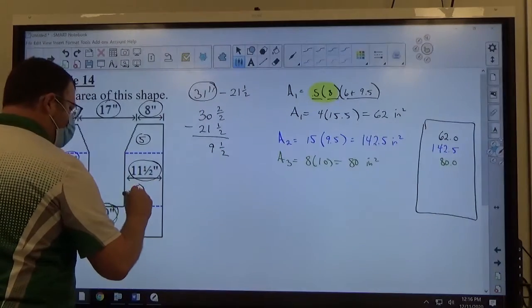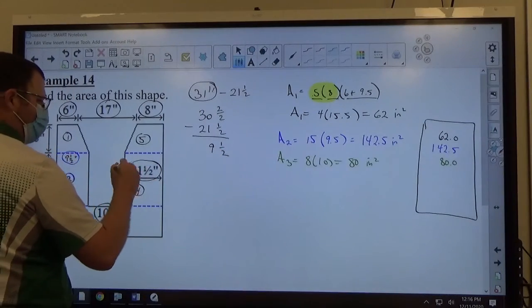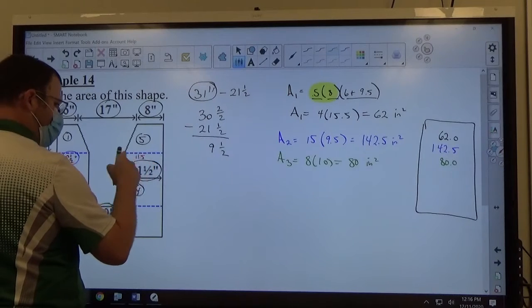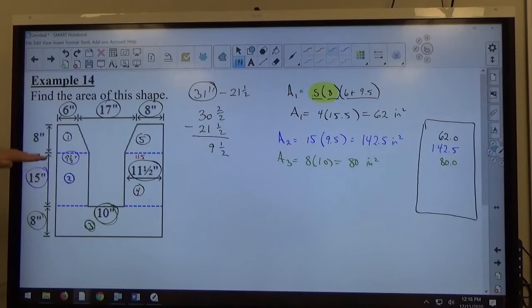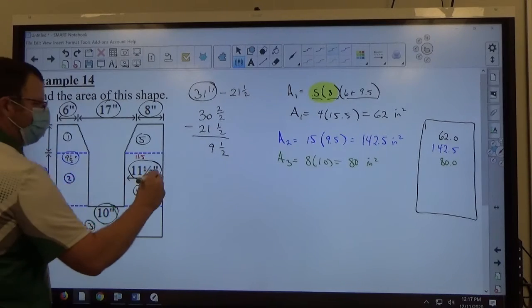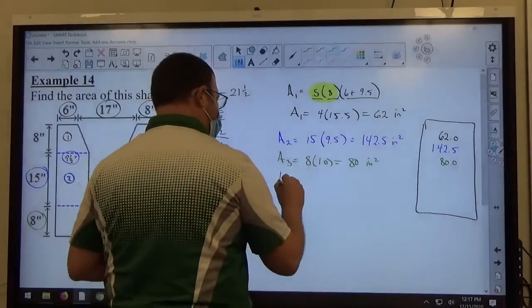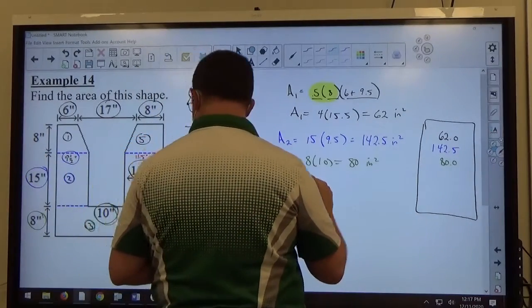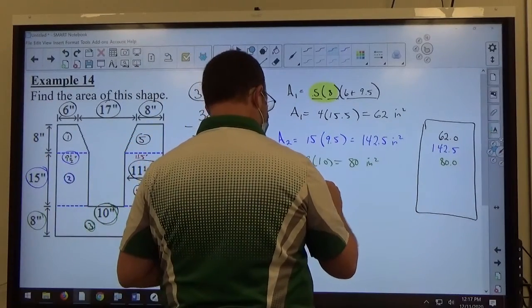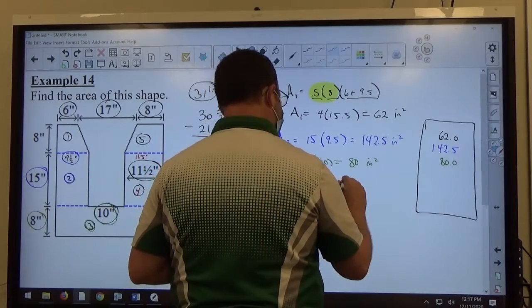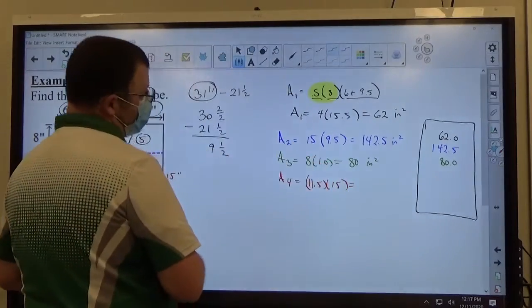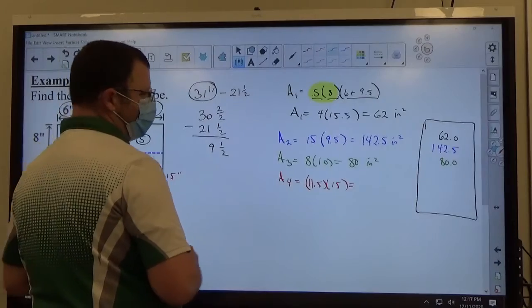Rectangle number 4, 11.5 is the width, right? And the height is the same, right? These are the same here. So 15. So the area of rectangle 4 is going to be 11.5 times 15. 172.5.